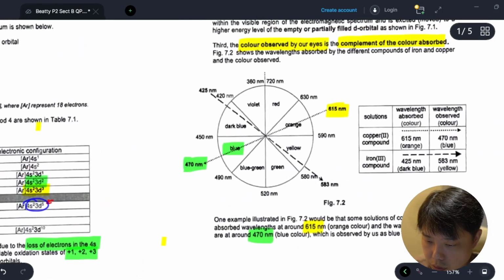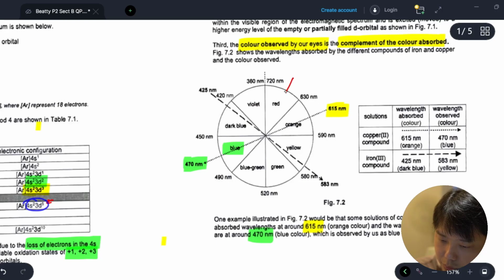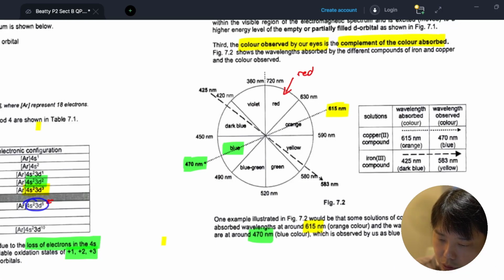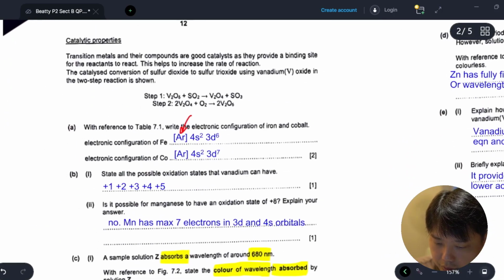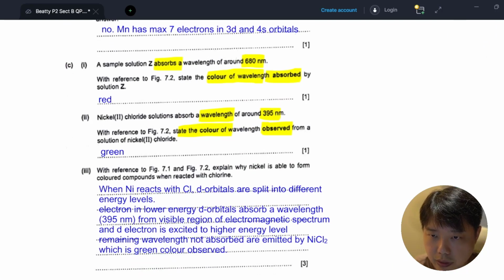If you go to 680, it will be somewhere here. The color absorbed is red. The next one is 395, which will be somewhere here. They want the color that is observed, so that will be green. So for the first answer, we have red that is absorbed. For the second answer, we have green that is observed. Next, why is nickel able to form a colored compound when reacted with chlorine?